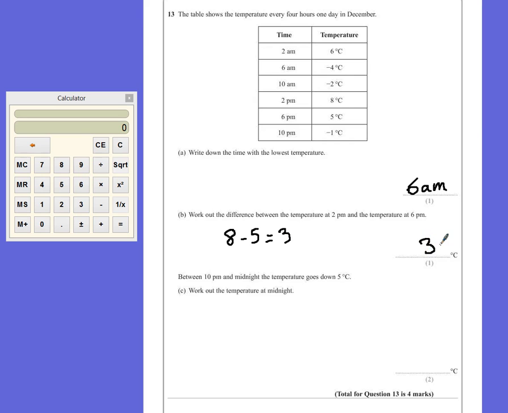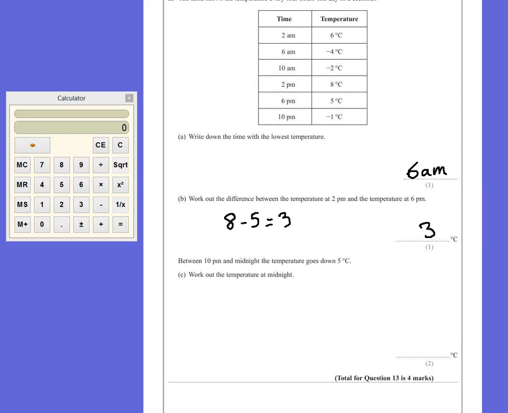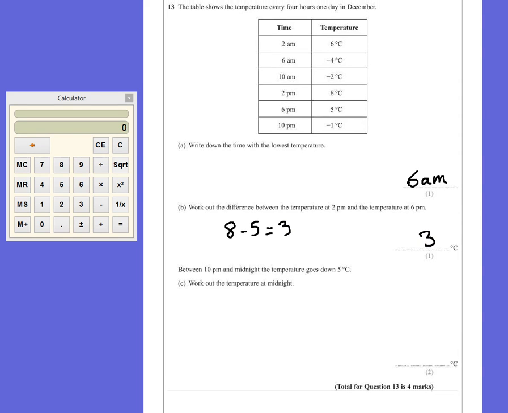Again, sometimes I see people putting -3. Well, that's okay. You don't need to. A difference can just be a positive number.